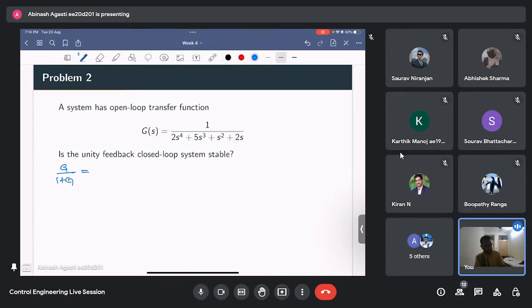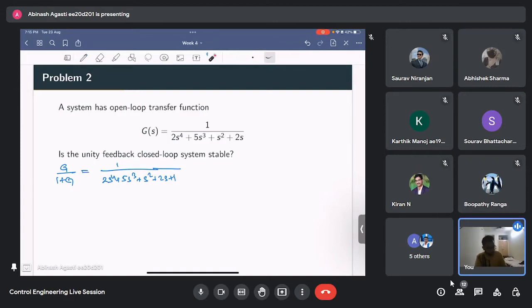That will be given by G by 1 plus G. So come on, one of you tell me what should be the closed loop transfer function with unity feedback. 2s^4 plus 5s^3 plus s^2 plus 2s plus 1. This is the characteristic equation. 2s^4 plus 5s^3 plus s^2 plus 2s plus 1. Yes. Correct. So this is the closed loop transfer function.